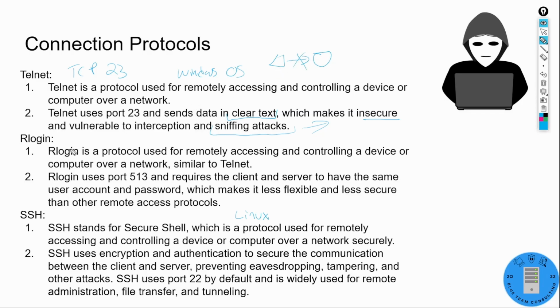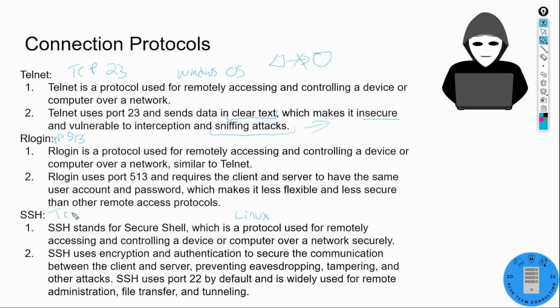RLogin, another protocol used to connect to devices similar to Telnet. It's using port 513 TCP and requires the client and server to have the same user account and password, which makes it less flexible and less secure than other remote access protocols.